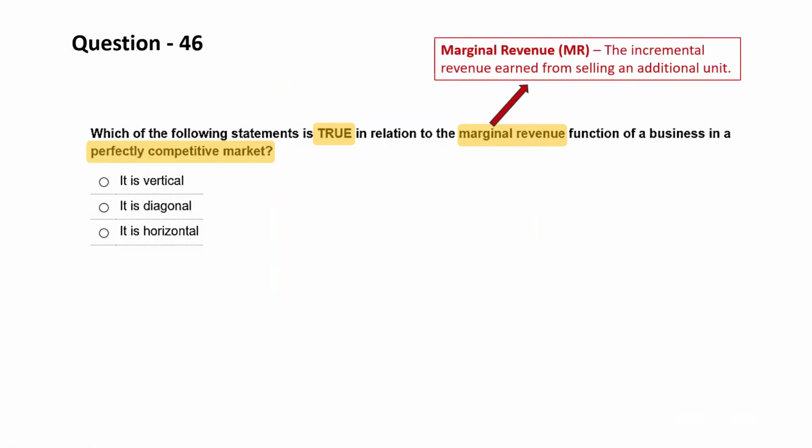Marginal revenue refers to the incremental revenue earned from selling an additional unit. This can be calculated by subtracting total revenue of n units from the total revenue of n plus 1 units. N refers to the number of output units here.